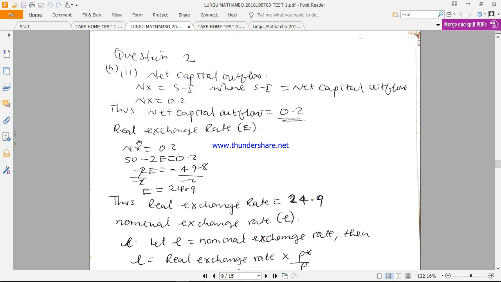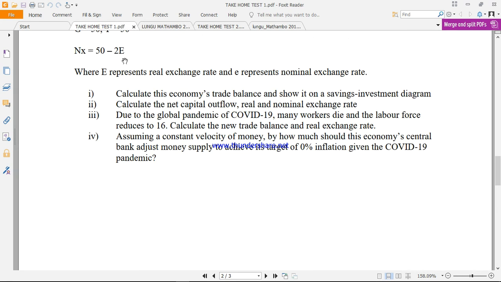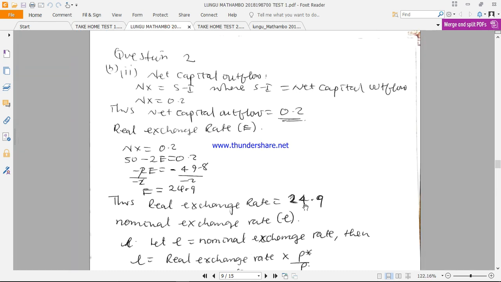How do you get that? You remember this equation here? That one there. 0.2 is our net export. So net export, which is 0.2, is equal to 50 minus 2e. We make e the subject of the formula. It's giving us 24.9. Alright.